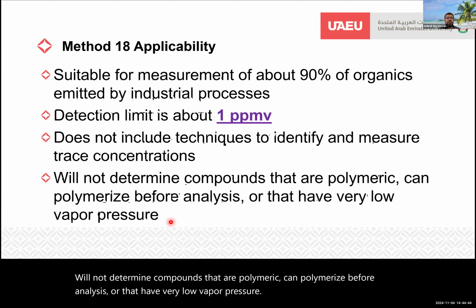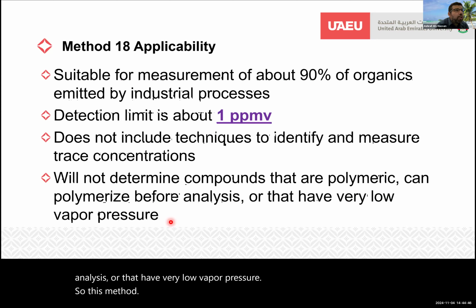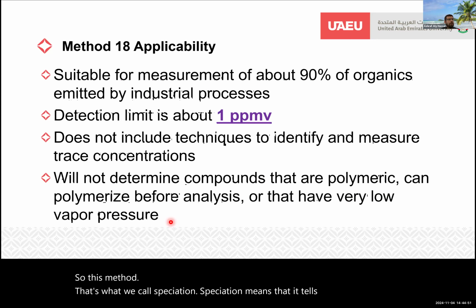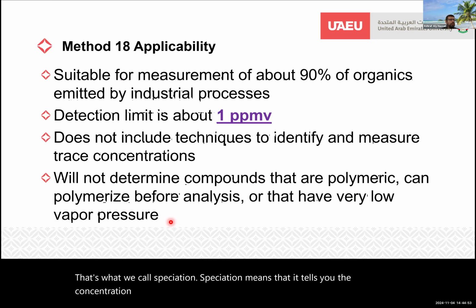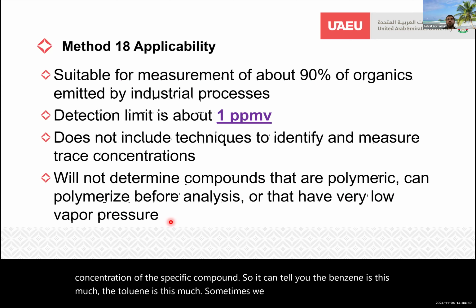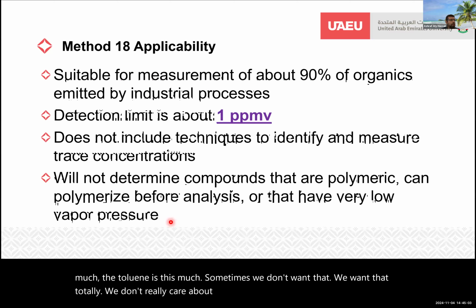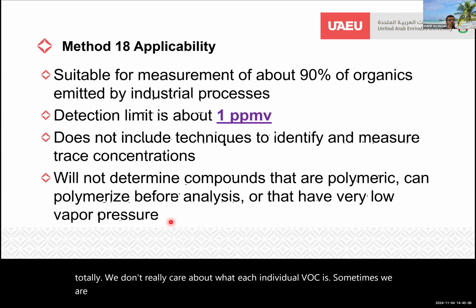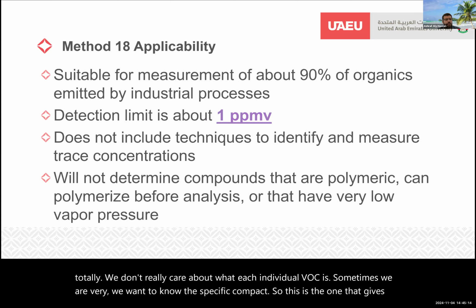So this method does what we call speciation. Speciation means that it tells you the concentration of the specific compounds. So it can tell you the benzene is this much, the toluene is this much. Sometimes we don't want that. We want the total. We don't really care about what each individual VOC is. Sometimes we want to know the specific compounds. So this is the one that gives you the specific compounds.